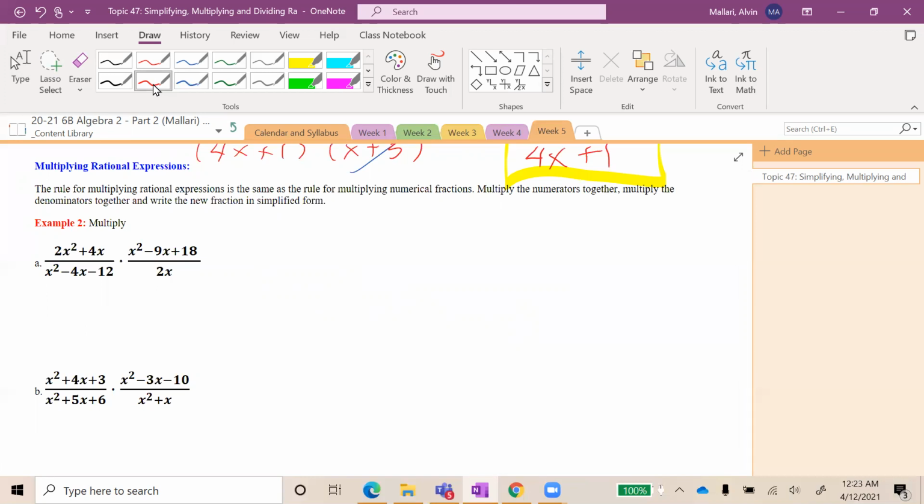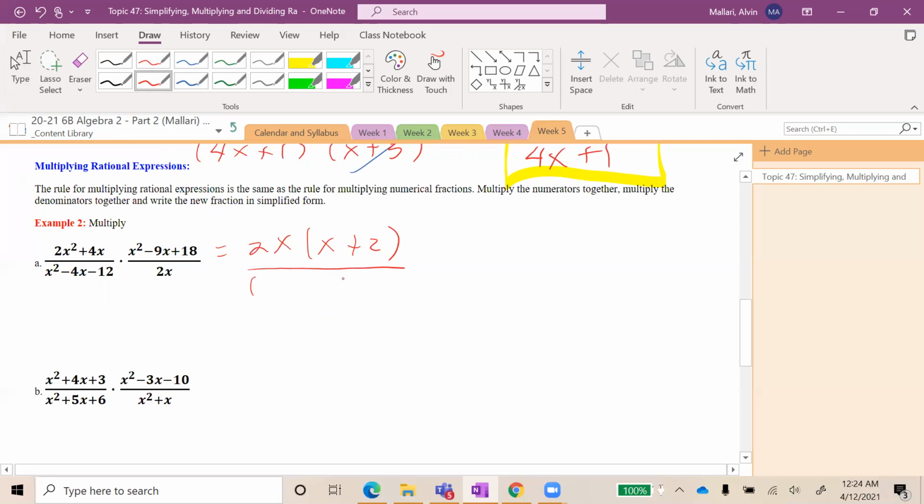Now, the best way to do this is to factor out the numerator and the denominator as well, and then cancel out any common factors. So let's factor out 2x squared plus 4x. The greatest common factor for that would be 2x. We divide 2x squared by 2x, we will then get x, and then we divide 4x by 2x. That will be equal to 2. You can even check: 2x times x is 2x squared. 2x times 2 is 4x.